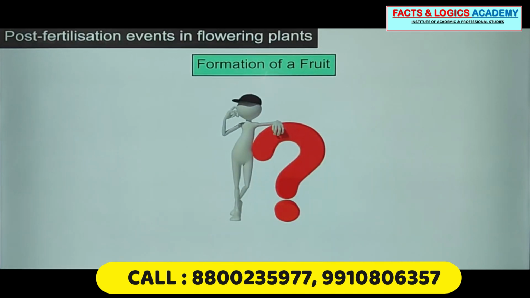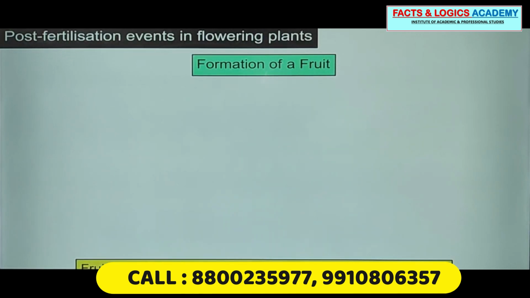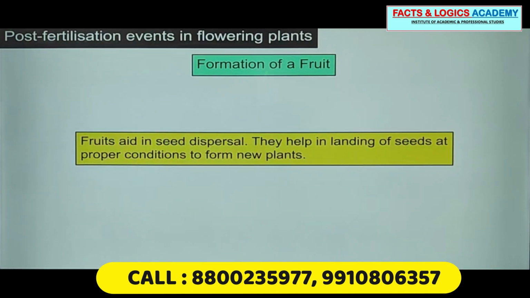Now you must be thinking, what is the function of a fruit? Protection of seeds? Am I right? But if we eat them, how are seeds protected? Well, think about it. Fruits aid in seed dispersal. Just like the flowers, they too have a bigger mission to accomplish, which is to land the seeds at proper conditions safely so that a new plant is formed.